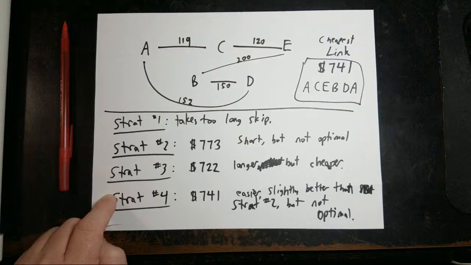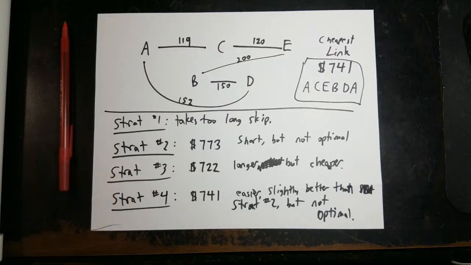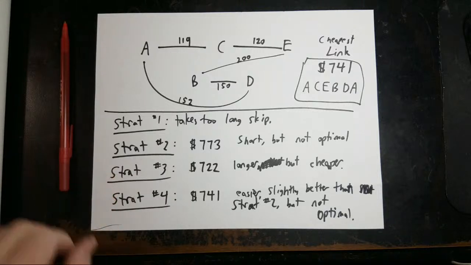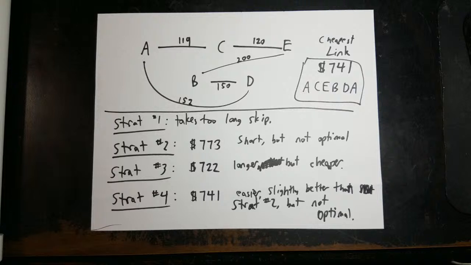Strat 4, cheapest link. You just keep picking the cheapest number and keep going, as long as you don't close the loop too early and you don't have 3 edges coming out of the same vertex. It's easier. It's better than strat 2, but it's clearly not optimal. Strat 3 could be more optimal. It depends. Are you looking to spend less money? Are you looking to spend less time finding a way to spend less money?